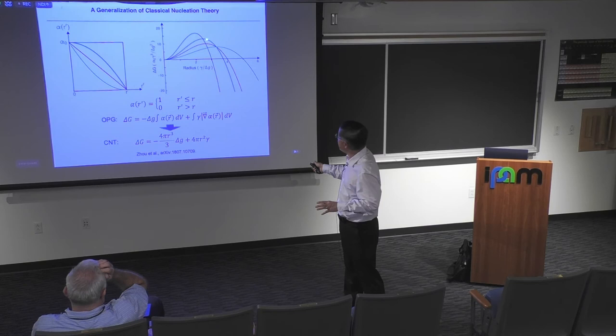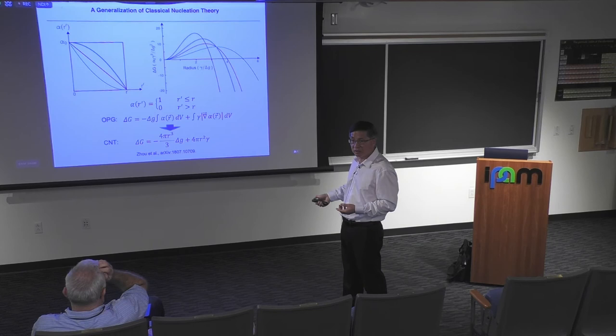So it turns out when you use this equation, with any gradient decrease, the energy barrier is always lower than classical nucleation theory. Classical nucleation theory has a high energy because you have a sharp edge. I mean, you can see it's always lower.